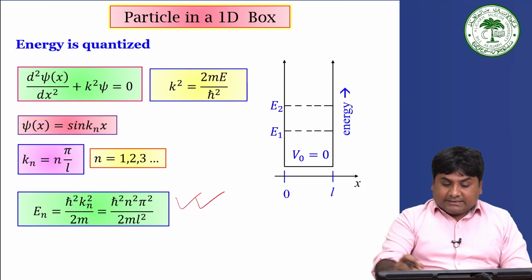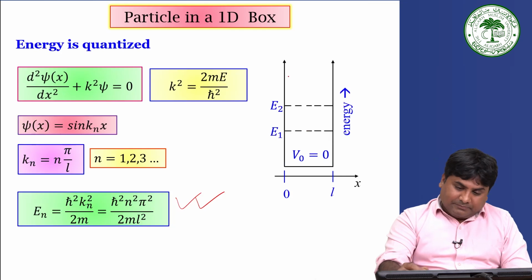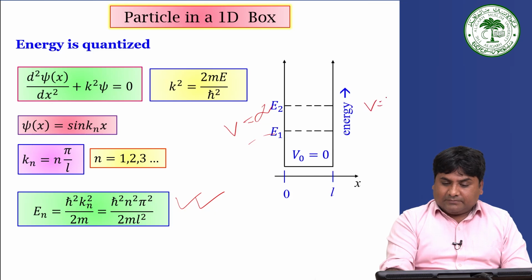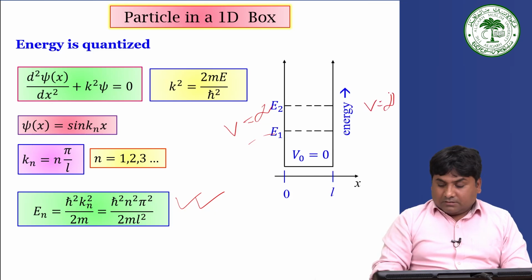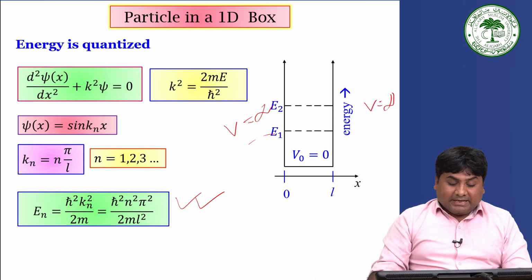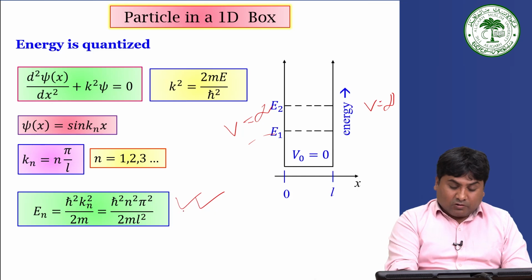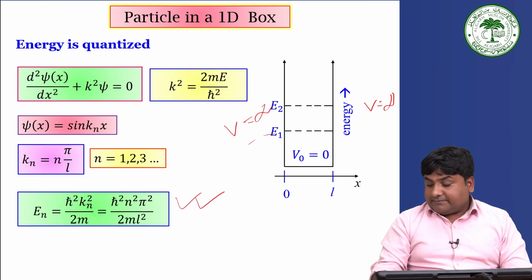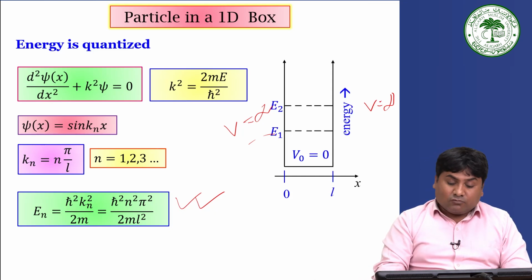But outside this barrier, the potential energy is infinite. So this is an infinite barrier, and we have to keep it in mind. From this equation we also conclude that a one dimensional box, or one dimensional system, will produce discrete energy levels. That means this is the quantized energy level.